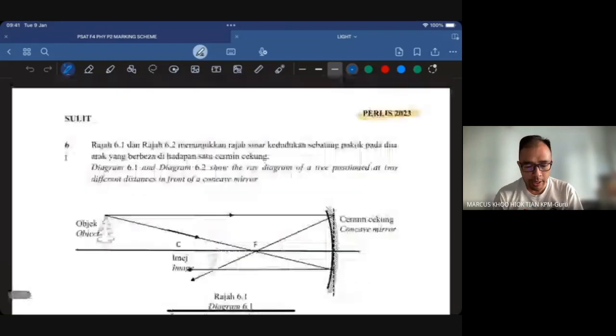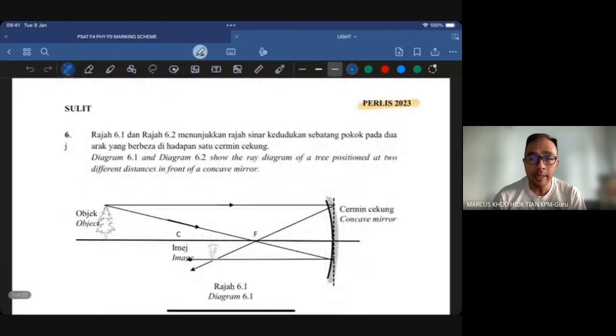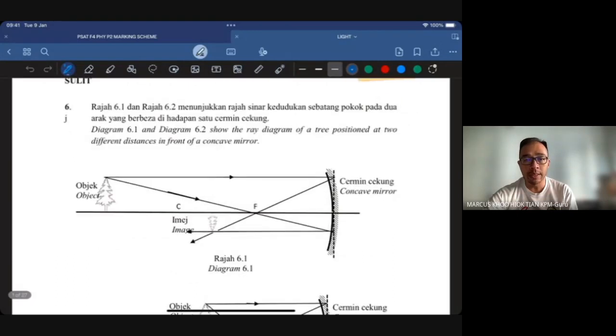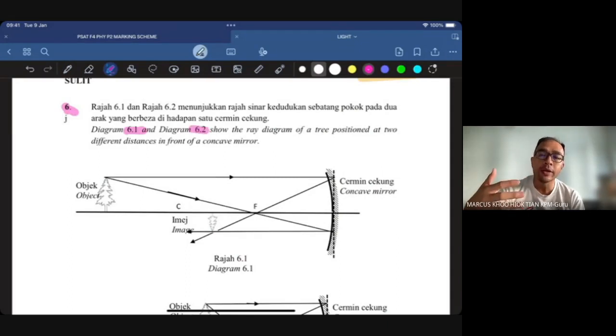Right, let's begin. We're starting with the Perlis question 2023. Diagram 6.1 and 6.2 show the ray diagram of a tree position at two different distances. Once again, everybody, remember that when we're at question 6, we're expecting a compare and relate question. So that is our main question.